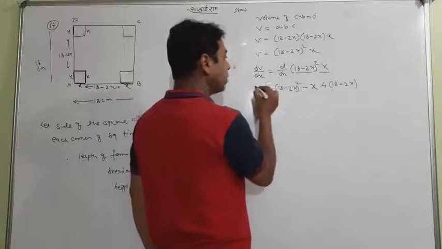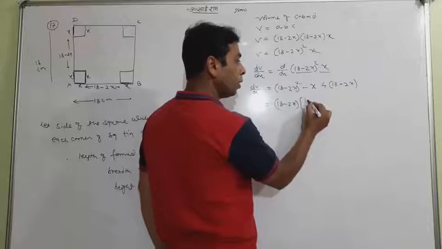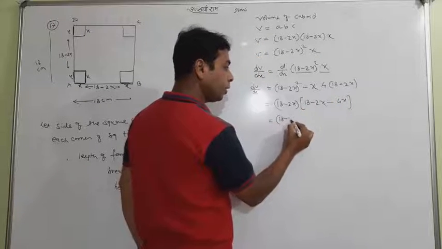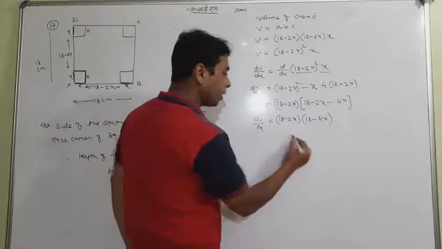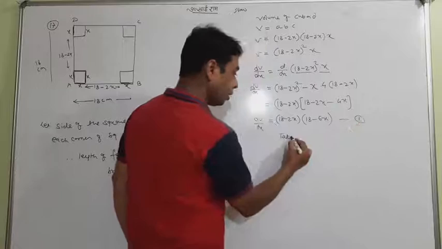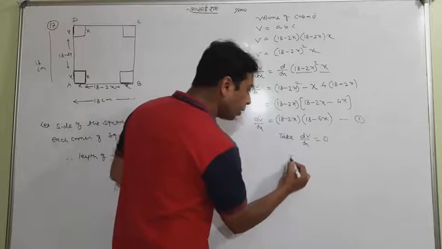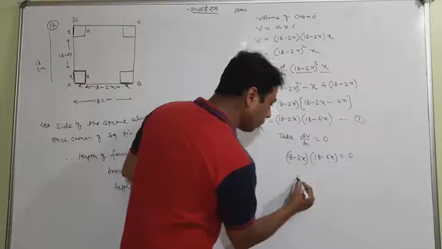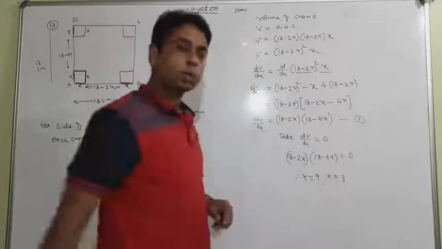And what to do next? dV by dx you got here. Take out 18 minus 2x common. So 18 minus 2x minus 4x will be there. So overall 18 minus 2x and 18 minus 6x will be there. Now, as usual, dV by dx will be 0. So two options we will have, 18 minus 2x and 18 minus 6x. One can understand that we get x equal to 9 from here and x equal to 3 from here. So what is possible and what is not possible?